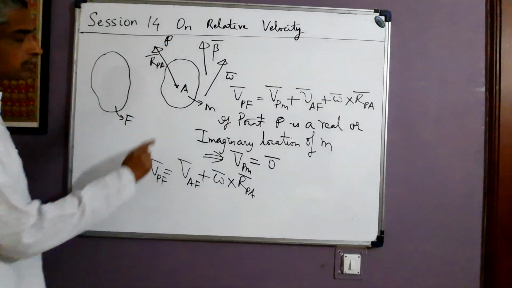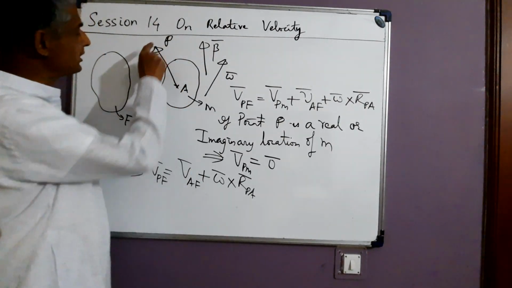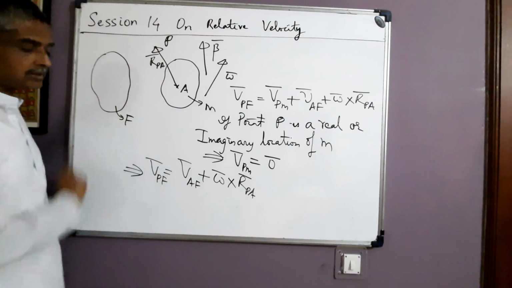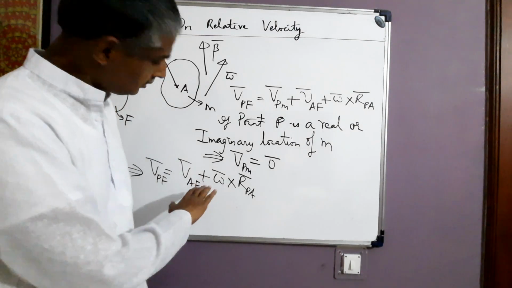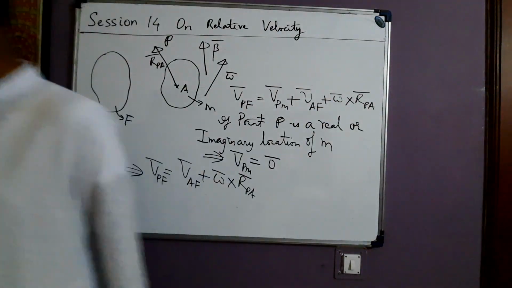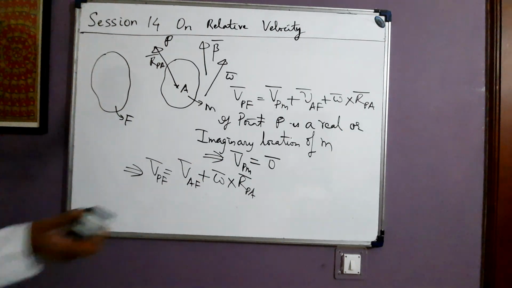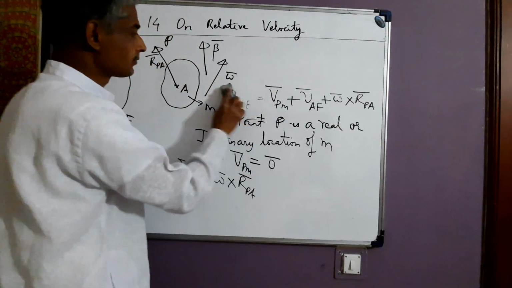So it gives the relation between the velocities of two locations P and A of M, when M rotates with respect to F. So this equation has to be kept in mind. Fine, now I'll grab it. Okay, fine.